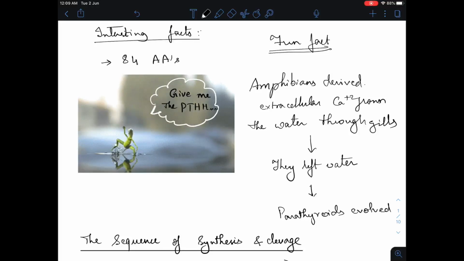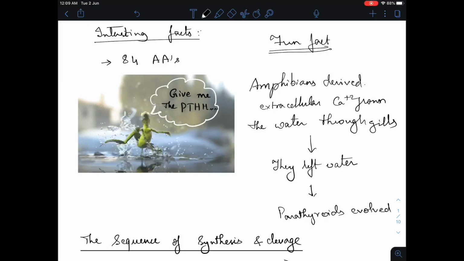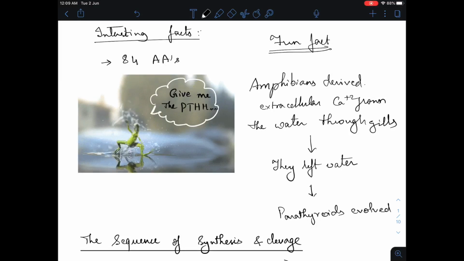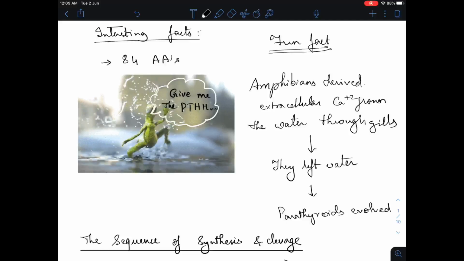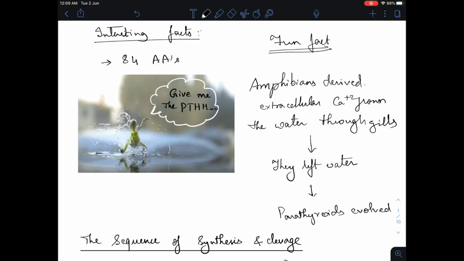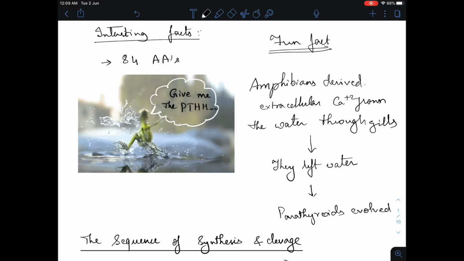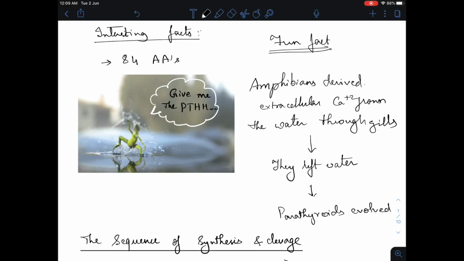So, here today let us discuss a little about the parathyroid hormone. And coming to the facts of parathyroid hormone in the gland regarding their evaluation, here's a funny fact and a serious fact. The interesting fact is it has 84 amino acids. Okay, it got reduced from 115 to 84. We'll discuss how.